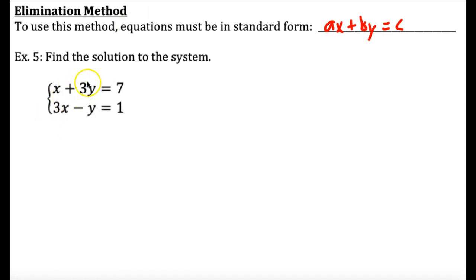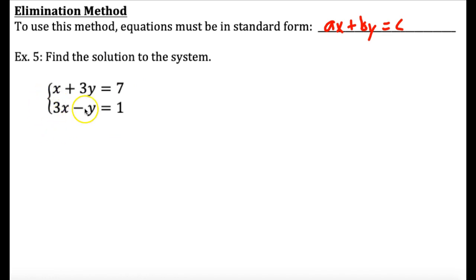What I want to do is multiply one or potentially both of the equations by a constant so that one of the variables will cancel out when I add the equations together. Okay, now what that looks like is this. Now I can choose either variable to eliminate. Sometimes it'll make more sense to eliminate one or the other. In this case, it doesn't really matter.